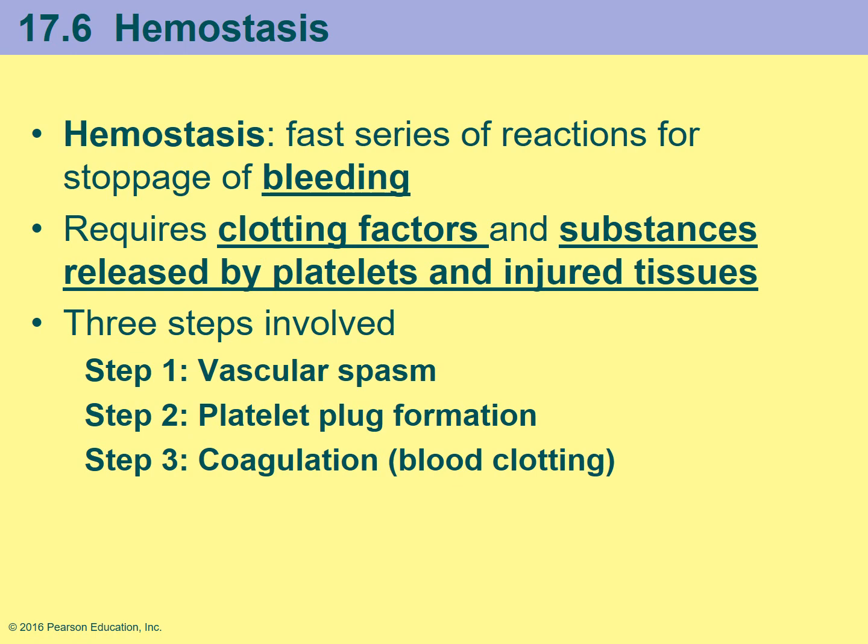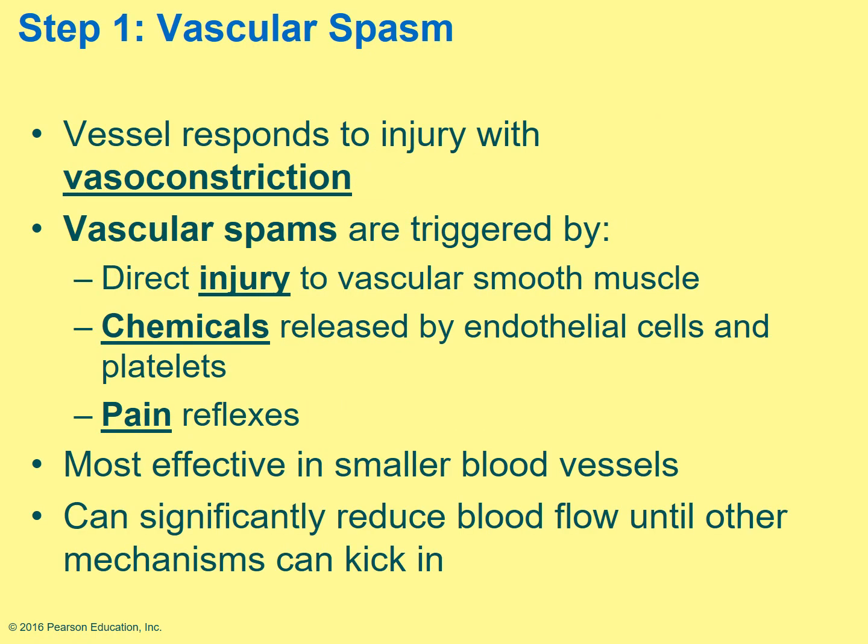There are 3 major steps involved. Step 1 is known as vascular spasm. Step 2 is platelet plug formation. And step 3 is coagulation, which is just a fancy way of saying blood clotting. So step 1, vascular spasm. You have that blood vessel, there's been some type of injury, and the first thing that's going to happen is vasoconstriction. You want to decrease the diameter of that blood vessel.